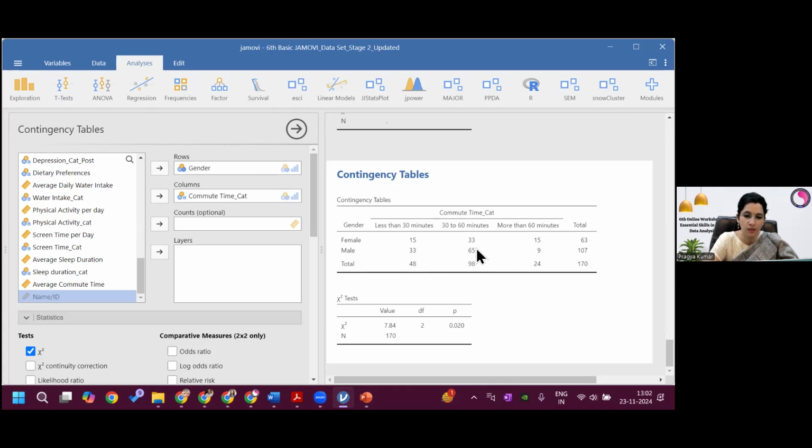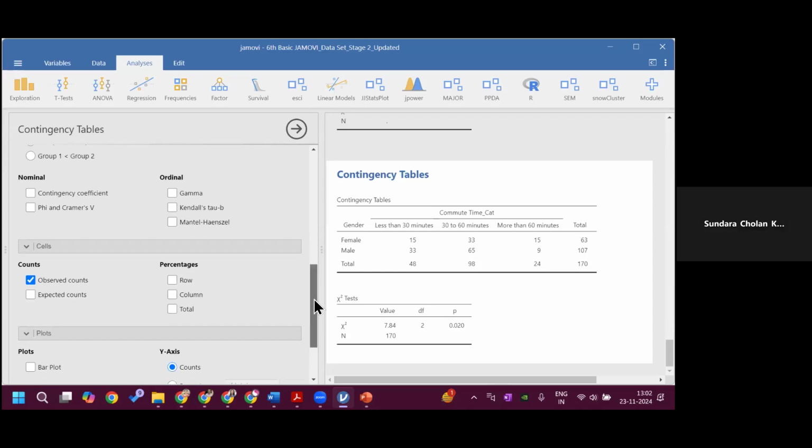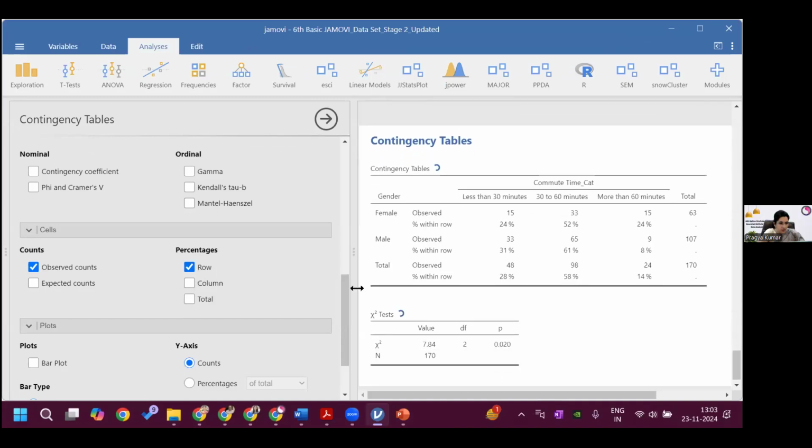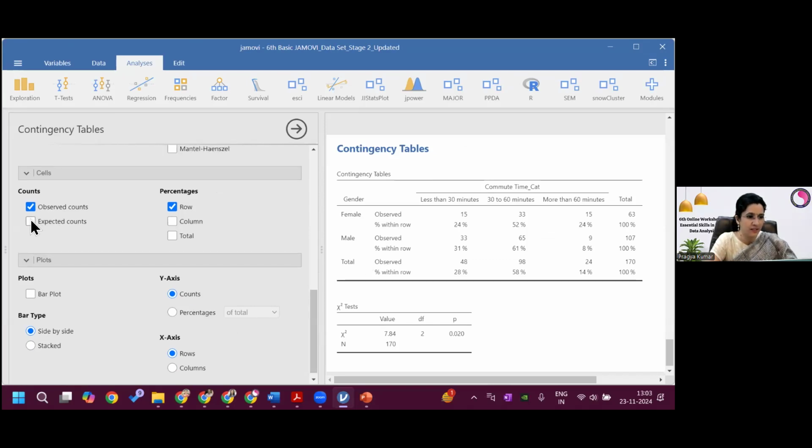Can you please tell me what this count is? Is this the expected count or the observed count? Yes. Kaushik is writing observed, Kirti is writing observed, Divya is writing observed. True, very right. Right now I'm not clicking on percentage, but this is your row percentage, and generally we calculate the row percentage.